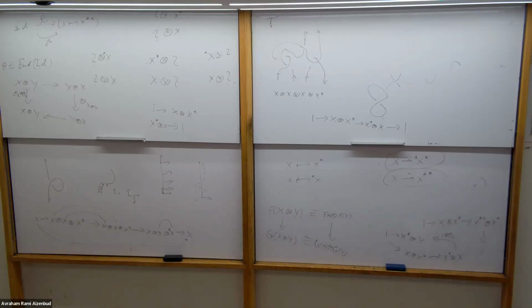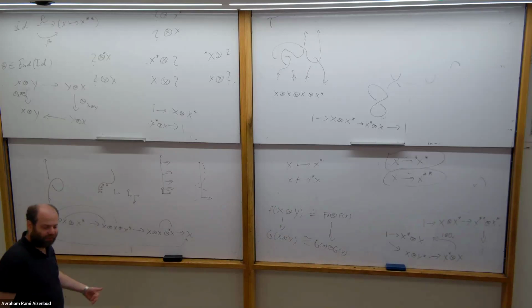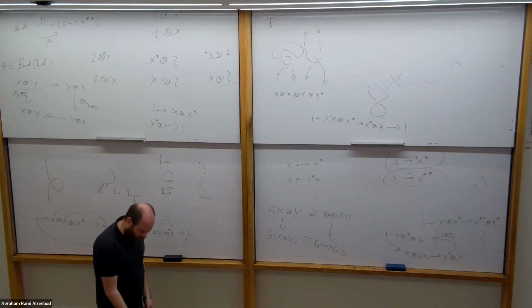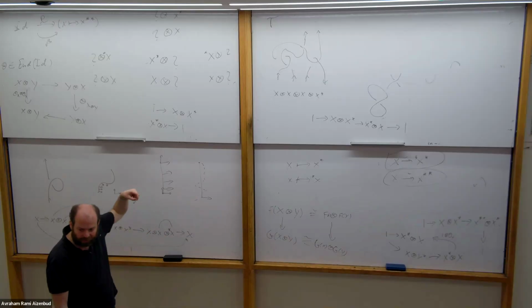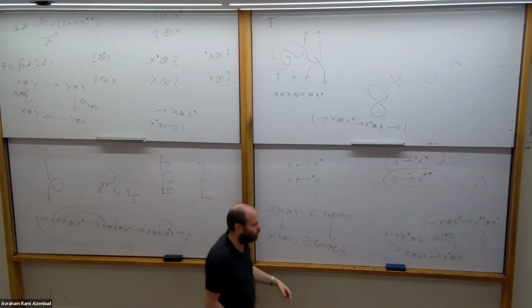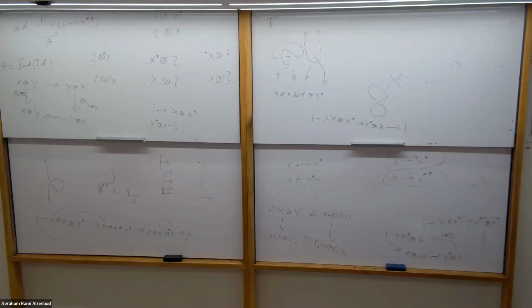So another way to visualize it is what they call ribbons, the ribbon category. So instead of saying just vectors, you consider not a one-dimensional thing. The string is not one-dimensional, but a two-dimensional thing, which actually looks like a ribbon.